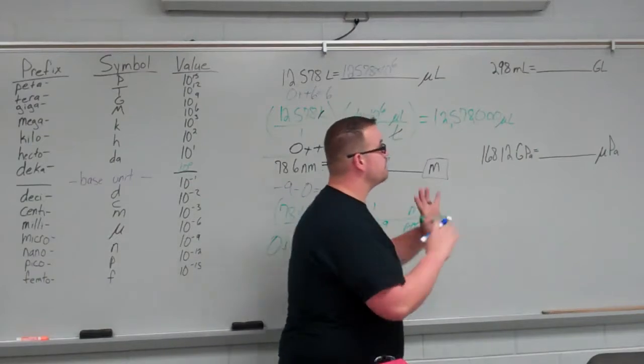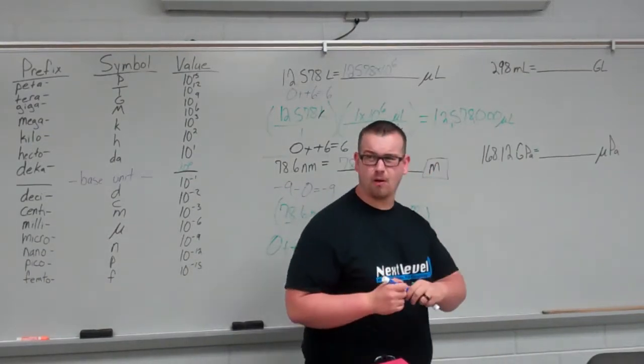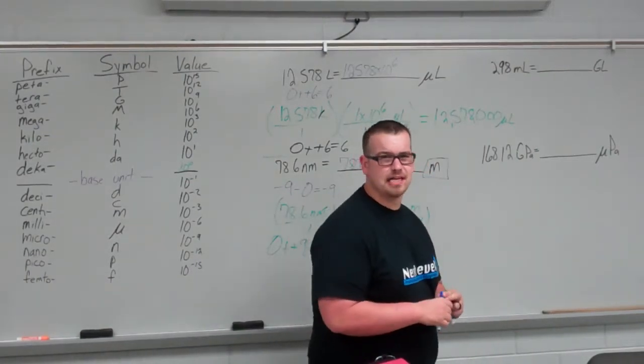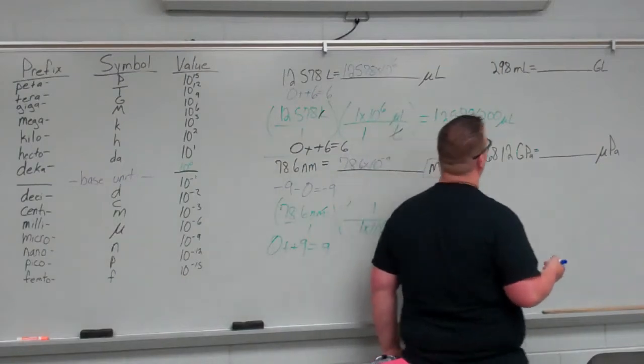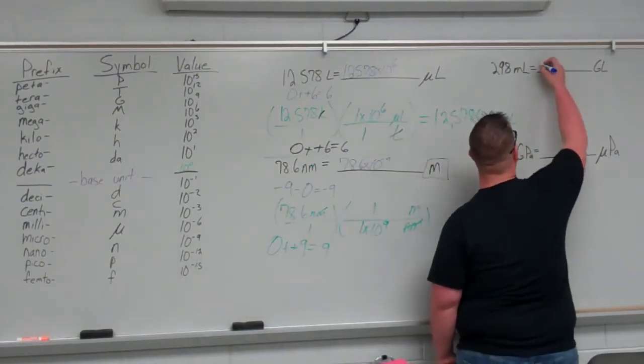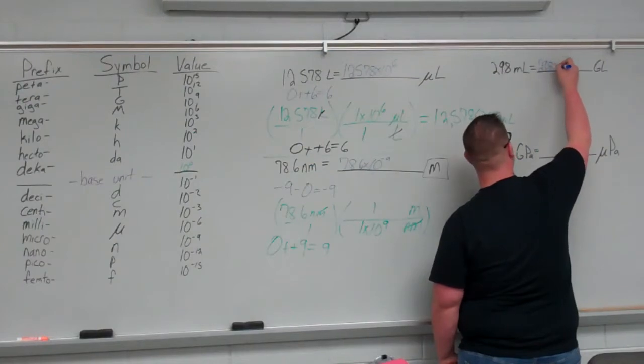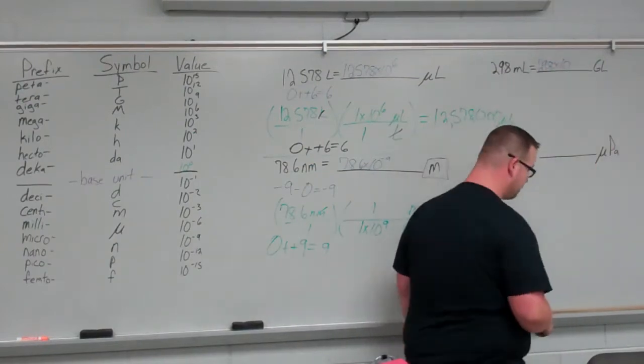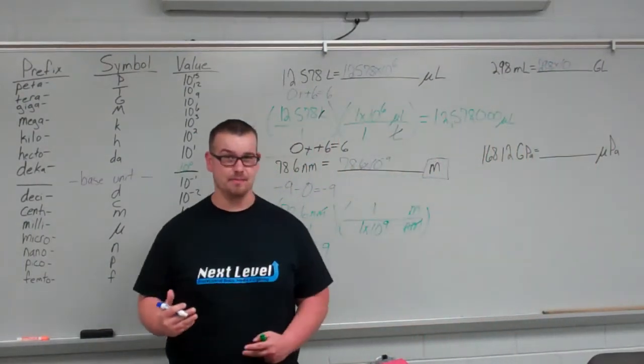Now we're going to go from prefix to prefix. It gets just a little bit harder, but the concepts stay the same. So 29.8 milliliters equals how many gigaliters? That's right, you're guessing it right. 29.8 times 10 to a something another. Let's find out what that something another is.